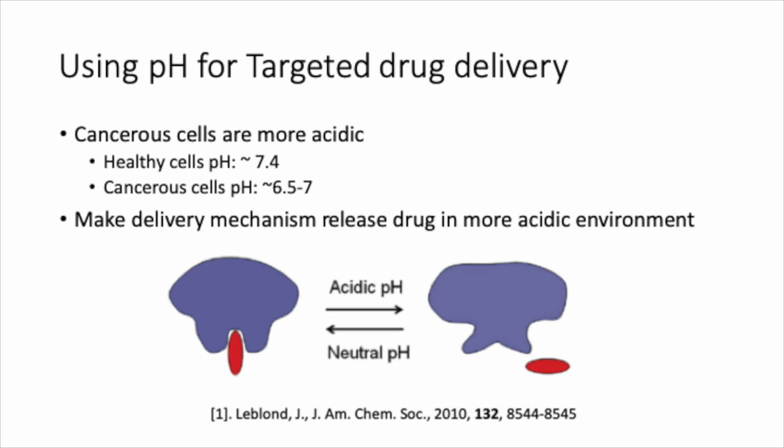One way to perform drug delivery when treating cancer is to exploit the fact that cancerous cells are slightly more acidic than healthy cells. In the diagram, the purple shape represents a drug delivery molecule and the red shape represents the drug. At pHs close to the healthy cells, the drug delivery molecule and the drug are bound together. In the more acidic environment, the drug delivery mechanism reacts to the additional protons in solution, changes its shape, and releases the drug. pH sensitivity is a common mechanism for cancer drug delivery.